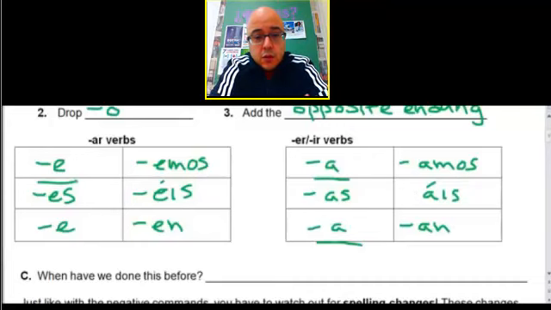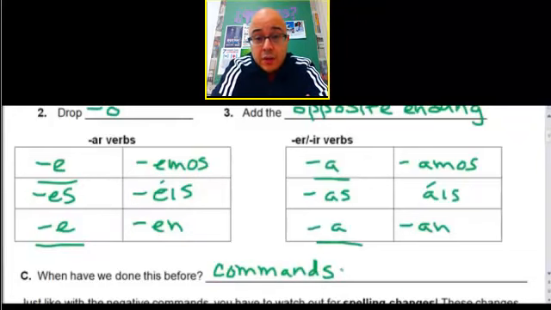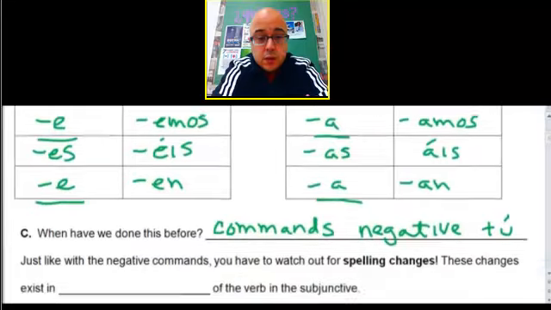And yes, the yo form and the él, ella, and usted form share the same endings. Context would basically tell you who's completing the action. Now, when have we done this before? Well, we used it with commands, specifically the tú commands, right? We use the yo form, drop the o, swap the endings. We're going to do it again to form the subjunctive.